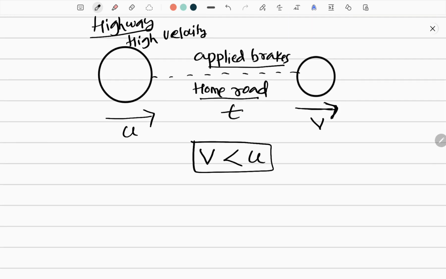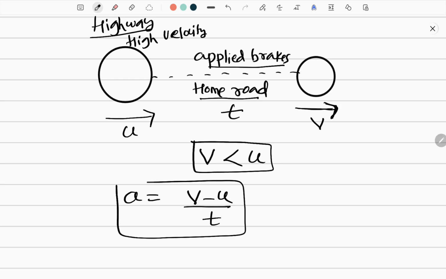For this, time taken is t, then acceleration is equal to, what is the formula? v minus u divided by t. Now tell me, as the velocity is decreasing, this is small. Whatever I have mentioned here, this is small and this is big.